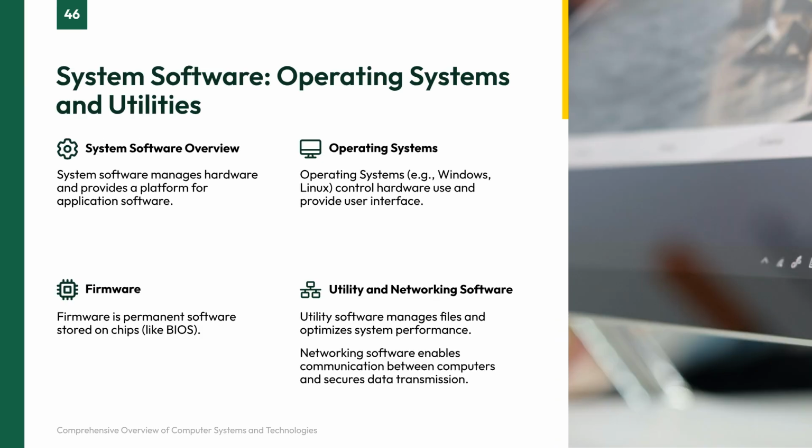System software manages hardware and provides a platform for applications. Examples include operating systems like Windows or Linux. Firmware is permanent software stored on chips. Utility and networking software manage files, optimize performance, and enable communication.